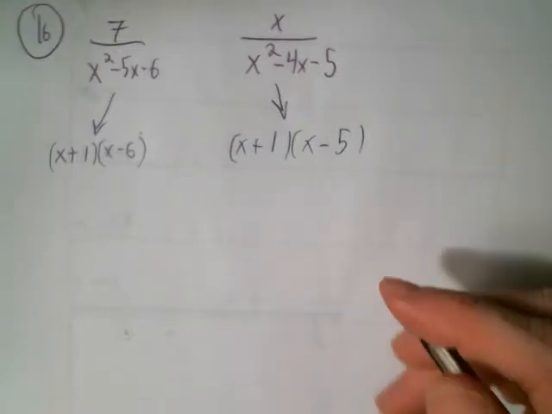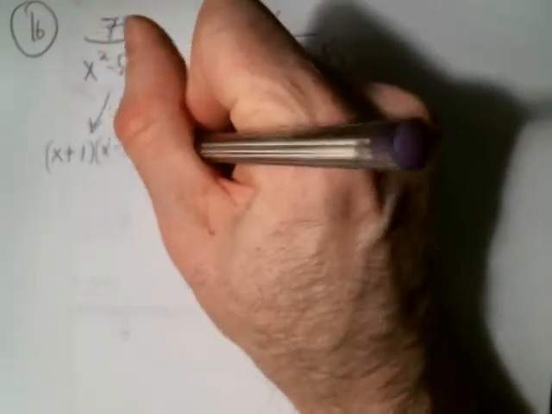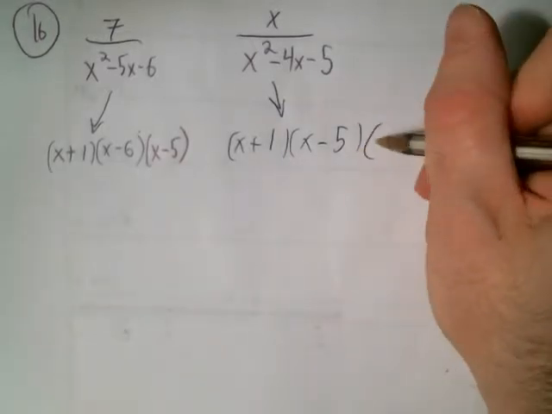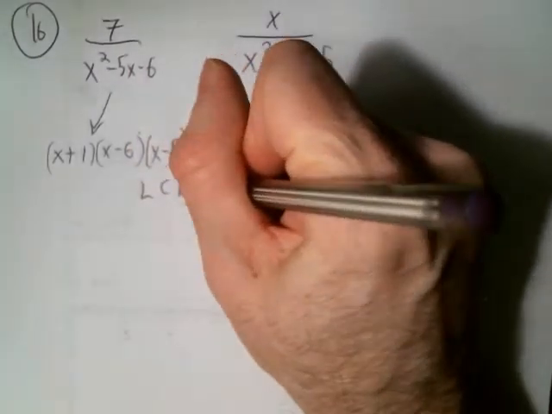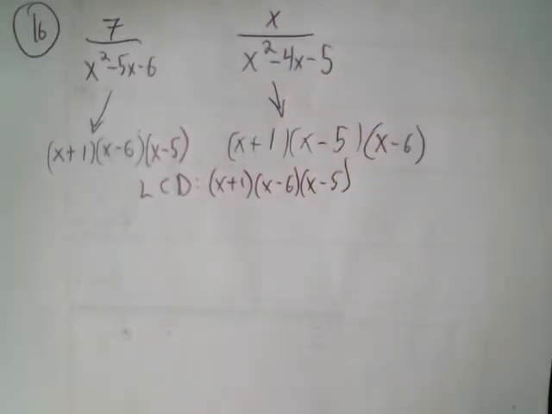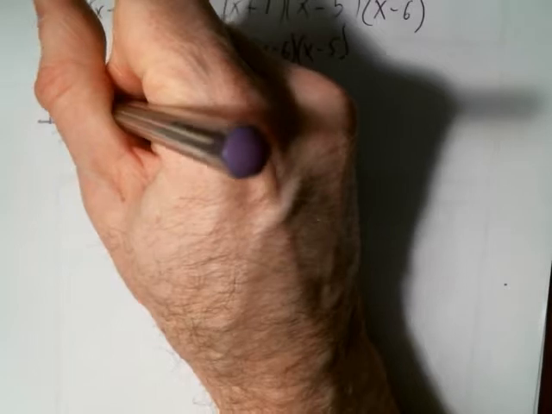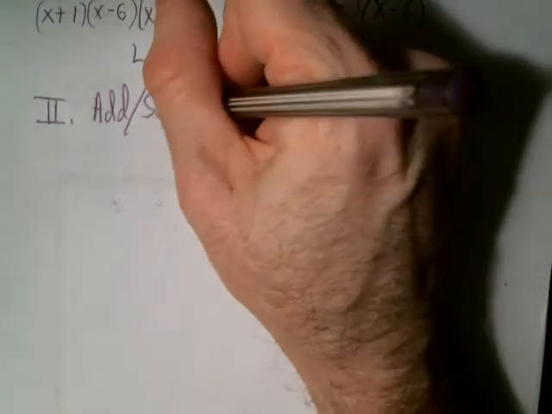Then play the matching game. What is this one missing that this one has? It's missing an x minus 5. And what is this one missing that this one has? It's missing an x minus 6. And that's your LCD. Now that we have this matching idea in our pocket, let's apply it to actually adding and subtracting rational expressions with unlike denominators.